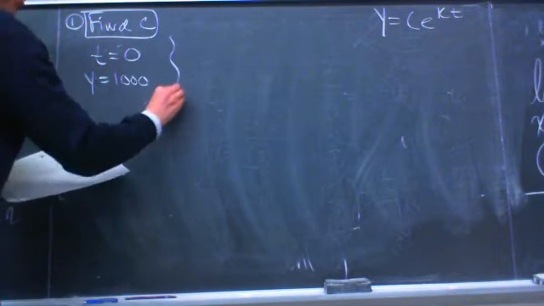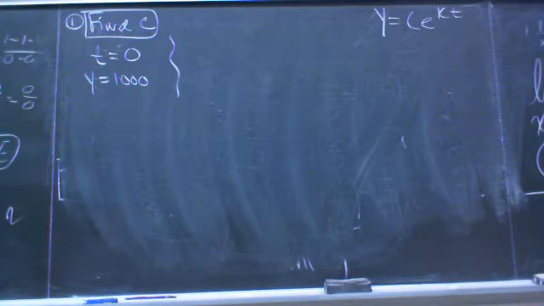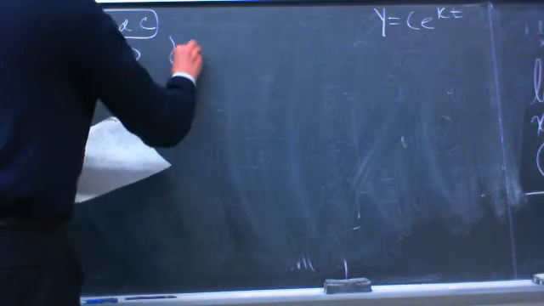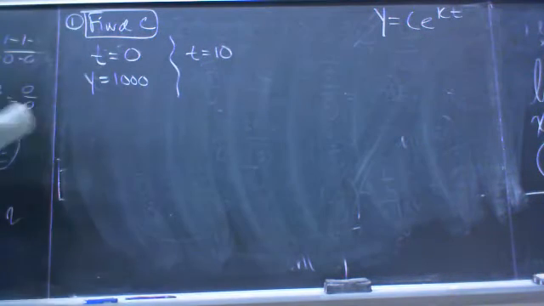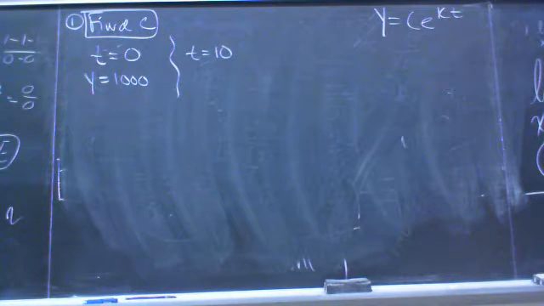You can continue if you want. Now the second tier, it says in what? 10 minutes. So that means 10 minutes later. t is what? 10. What's the amount? 5,000. Agreed.